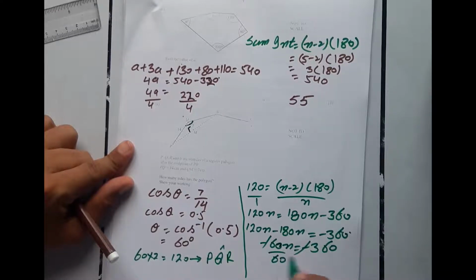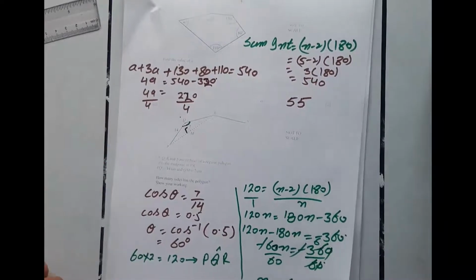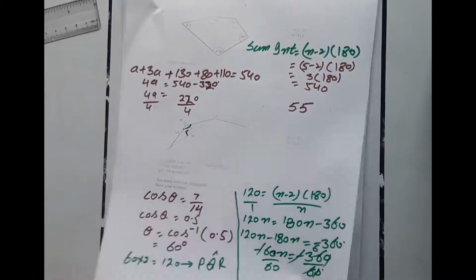We will simplify it. We will divide by 60. n is equal to, 0 will be cancelled with 0, 6 times 6 is 36. n is equal to 6. This is your final answer. The number of sides is 6. Okay, we have done question 4. We are on question 5 right now.